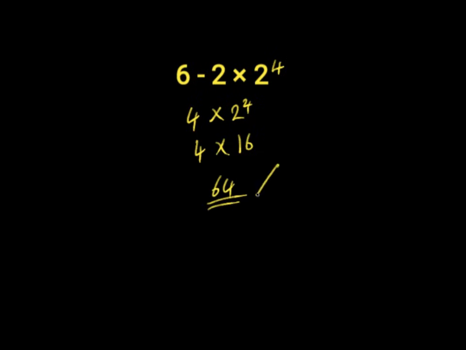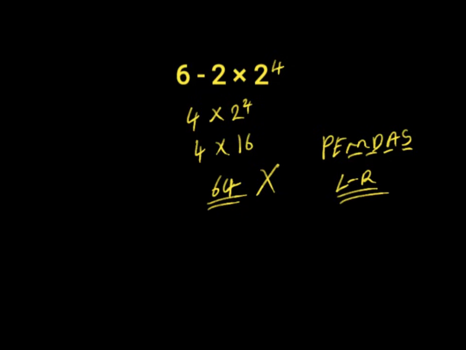64 is the wrong answer to this question because we did not work with the order of operation, which is PEMDAS. In PEMDAS, we have parentheses, exponents, multiplication, division, addition, and subtraction. Multiplication and division have equal priorities, such as addition and subtraction, working from your left to your right, in order to arrive at a very correct answer.